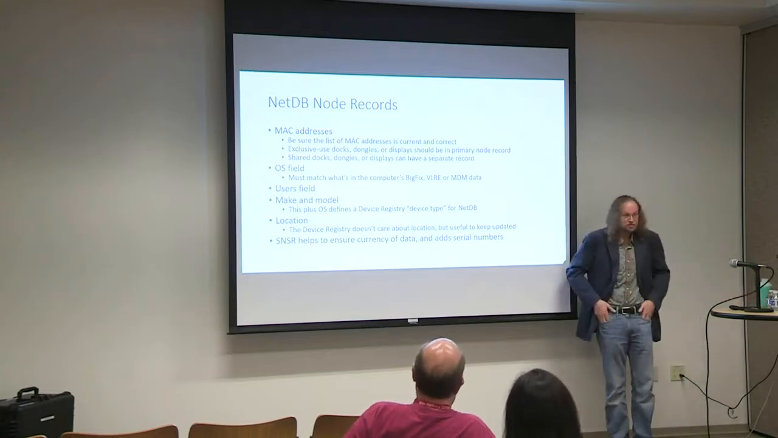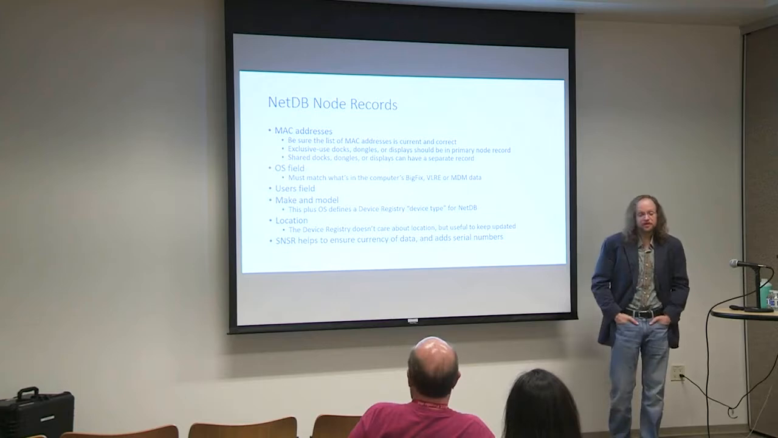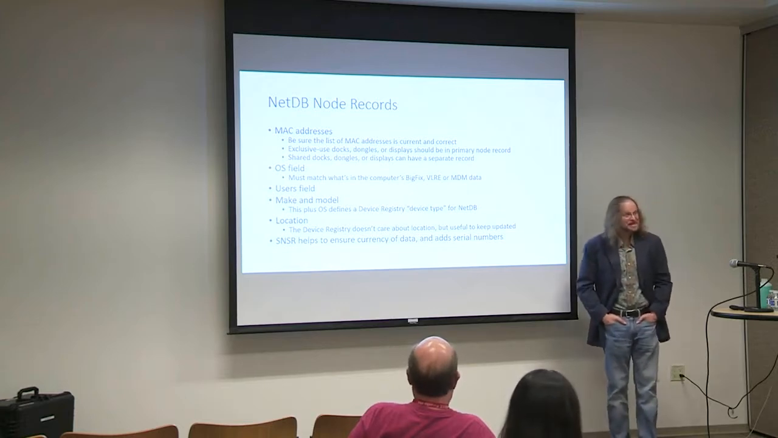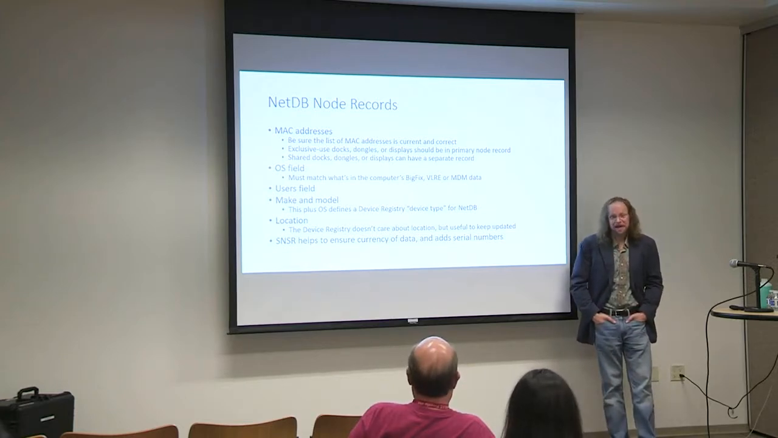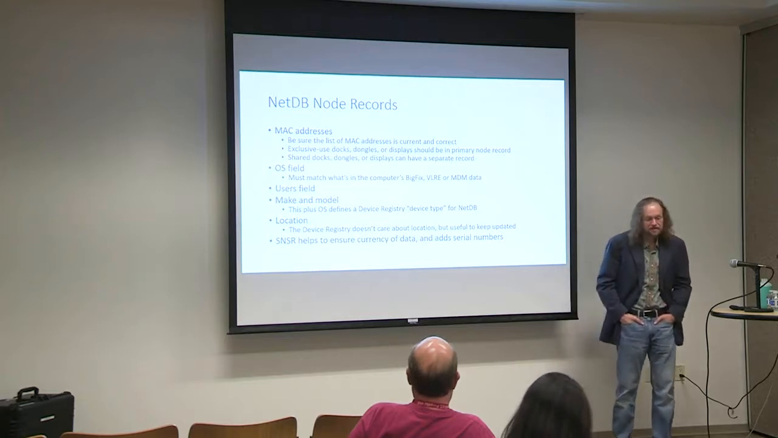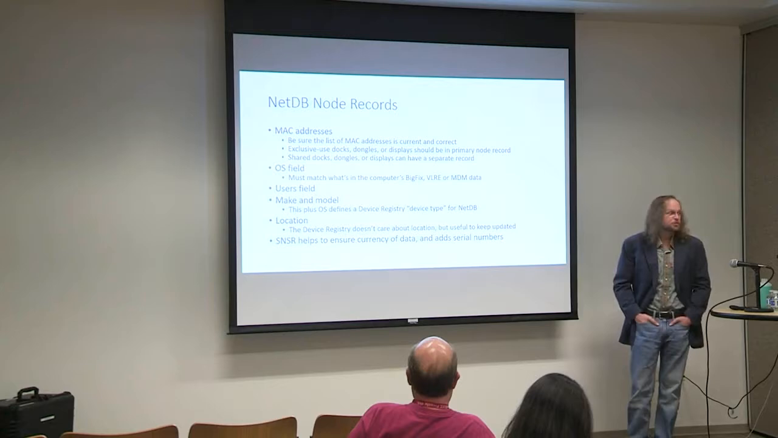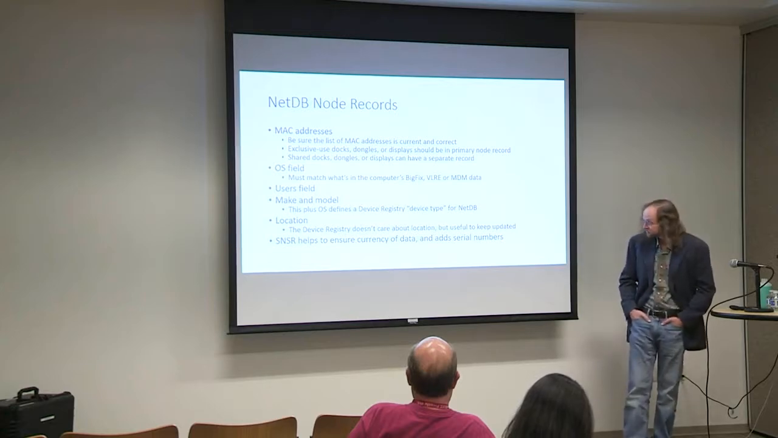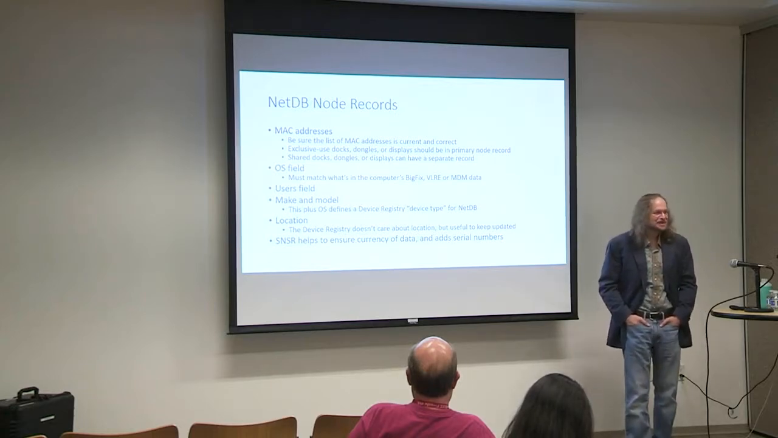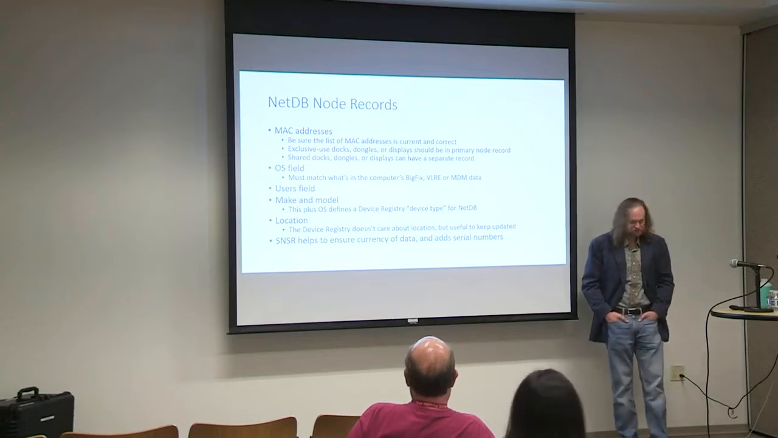When you put a machine through the Stanford network self-registration process, we know that the information going into NetDB at that point is going to be accurate. We'll have a correct MAC address list. Nobody will have mistyped anything. We will have just gotten the user's enrollment information. That's a good thing. And we added this maybe just about 3 years ago.